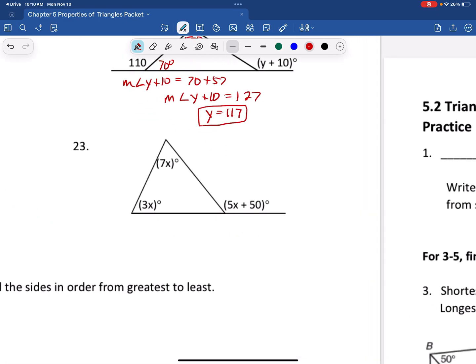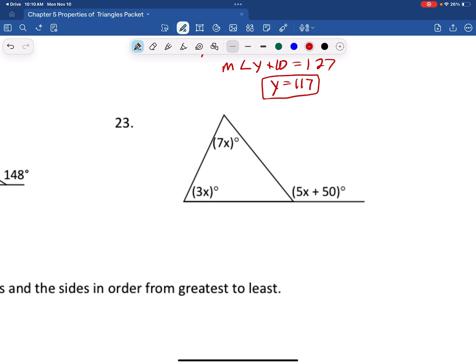All right, number 23, I've got 5x plus 50 equals 3x plus 7x. So 5x plus 50 is equal to 10x. Subtract 5x from both sides, so 50 is equal to 5x. Divide both sides by 5, and so x is equal to 10.